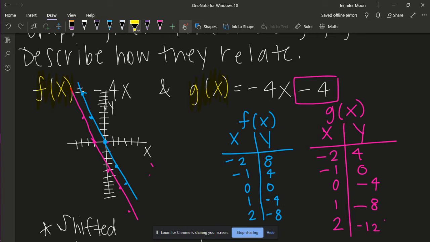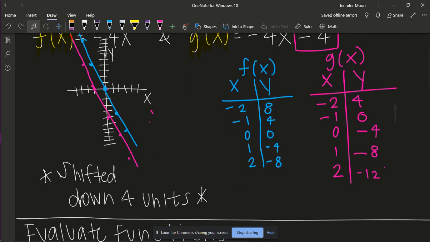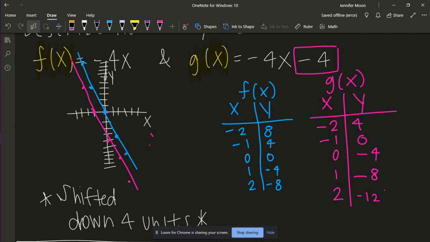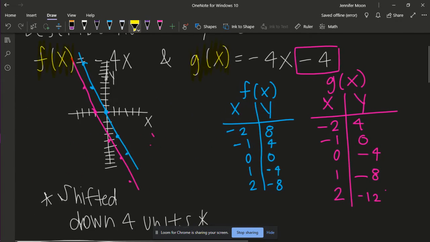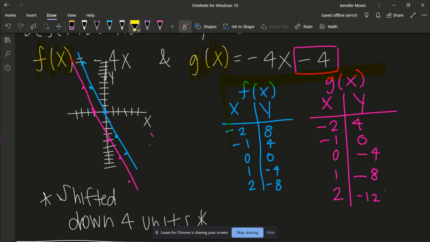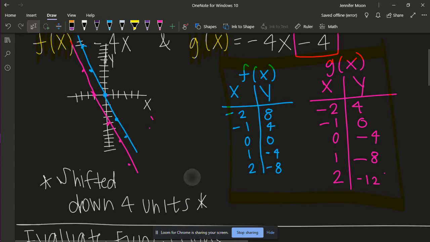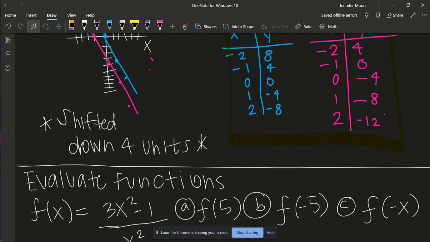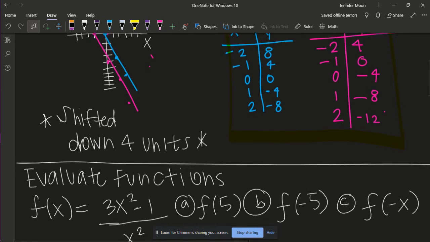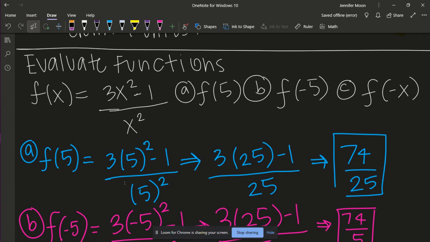So what I did was plot different x and y points for my f function and for my g function, and then I actually graphed that. Of course, poorly, because it's very hard to write on the screen. Then I noticed that they are the exact same graph, except that my g of x was shifted down 4 units. And then what we did was evaluate functions.